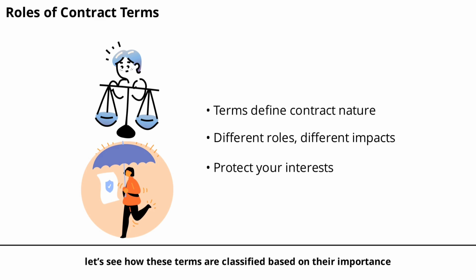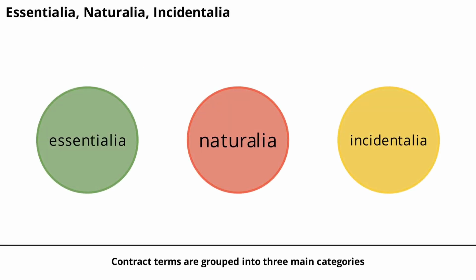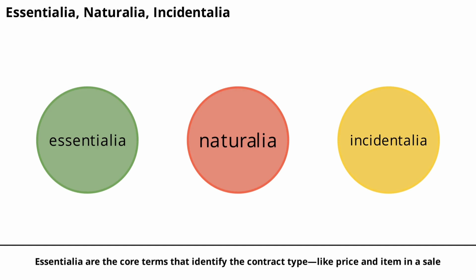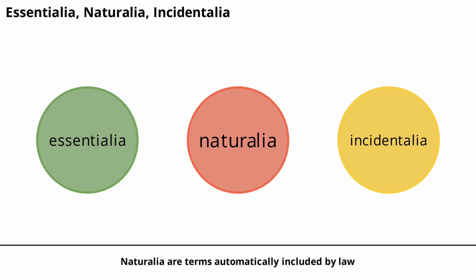Next, let's see how these terms are classified based on their importance. Contract terms are grouped into three main categories: essentialia, naturalia, and incidentalia. Essentialia are the core terms that identify the contract type, like price and item in a sale. Naturalia are terms automatically included by law, even if not written down, such as the right to use leased property. Incidentalia are extra terms the parties agree on, like who pays for repairs. Knowing these categories helps you spot which terms are vital, which are standard, and which are negotiable.